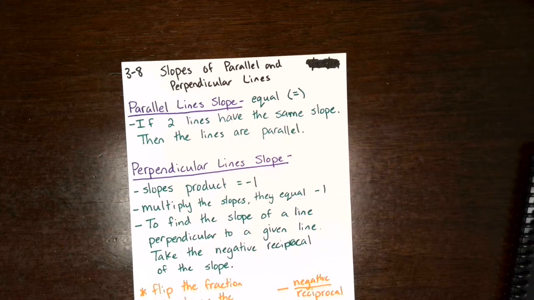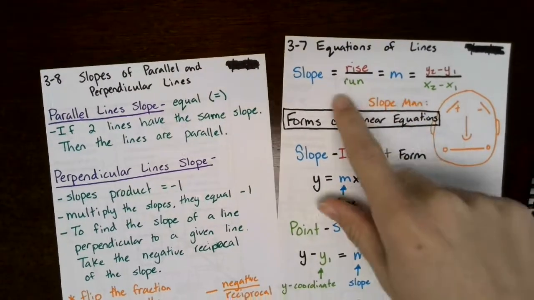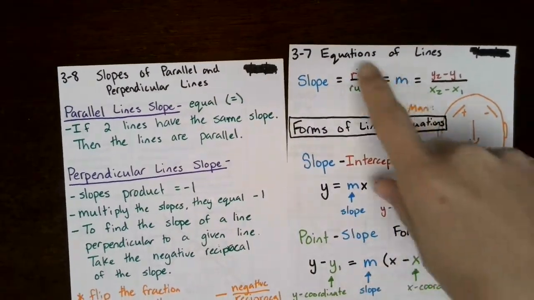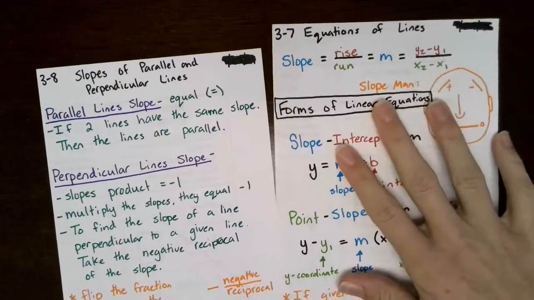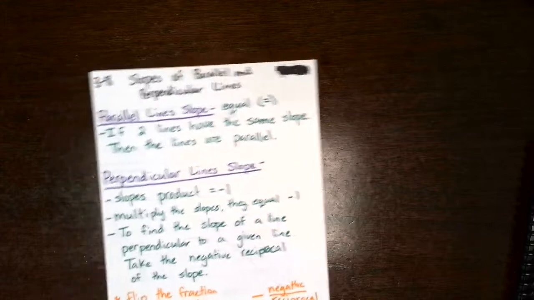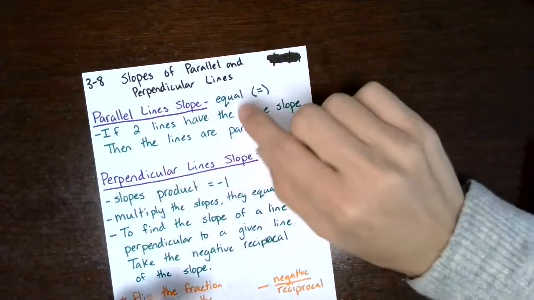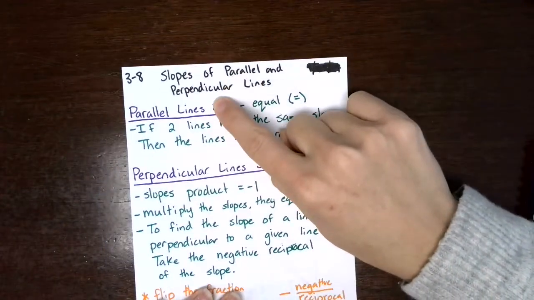Okay, so for 3-8, slopes of parallel and perpendicular lines, this builds off of 3-7, where we talked about equations of lines. So remember, 3-7 was pretty much a review of Algebra 1. Now we're bringing equations of lines into geometry with parallel and perpendicular lines.